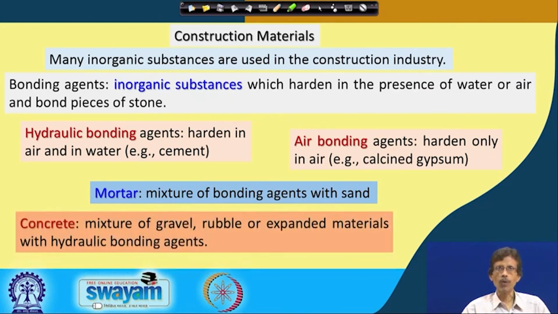With this mortar we get concrete, reinforced concrete or pure concrete. Concrete is the main material for buildings, bridges and all other cases. It is nothing but a mixture of gravel, rubble or some other expanded material with the addition of cement. Cement is your hydraulic bonding agent, and when added to all this solid material you get a huge stone-like structure that hardens with time, ultimately giving the concrete structure.